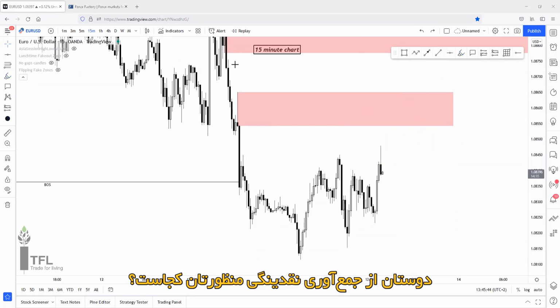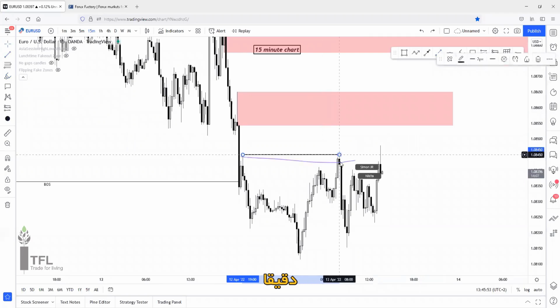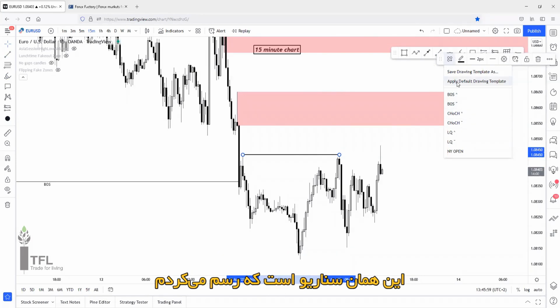What did you mean, guys? Where was the liquidity sweep? Right here, right? With the double taps. Exactly. Basically, that's what I was explaining. Exactly, this is the same scenario that I was drawing.